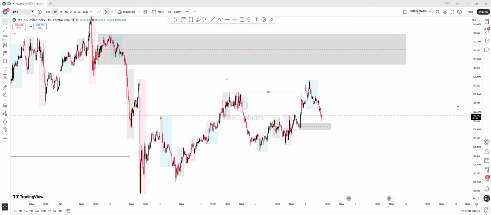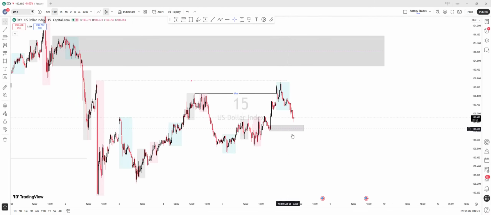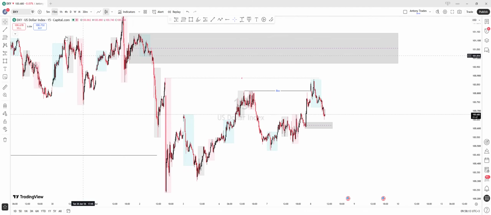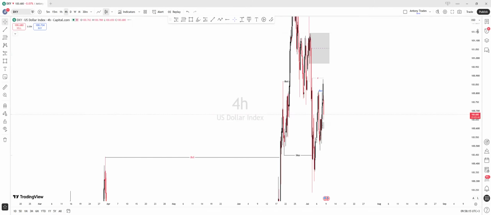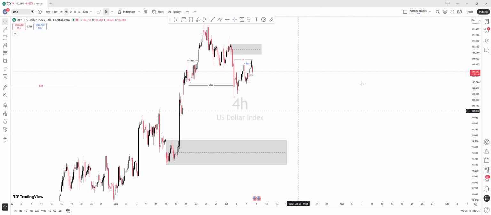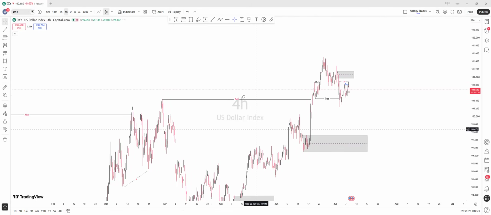So now we can see that the analysis that we are having on the Euro USD is aligning with what we are seeing on the DXY. And that is the correlation that we do have between the dollar or the DXY with the dollar pairs. So that is my anticipation, and that is my view on DXY.